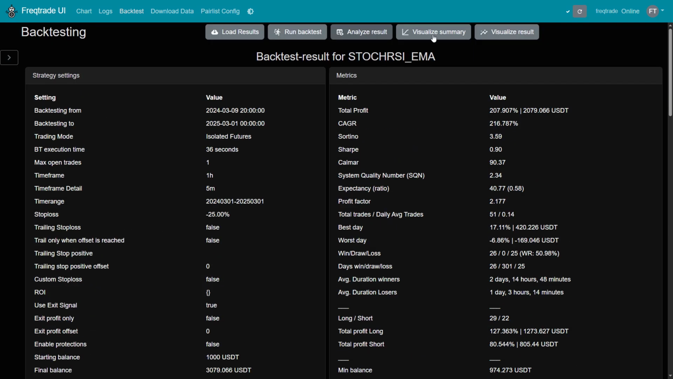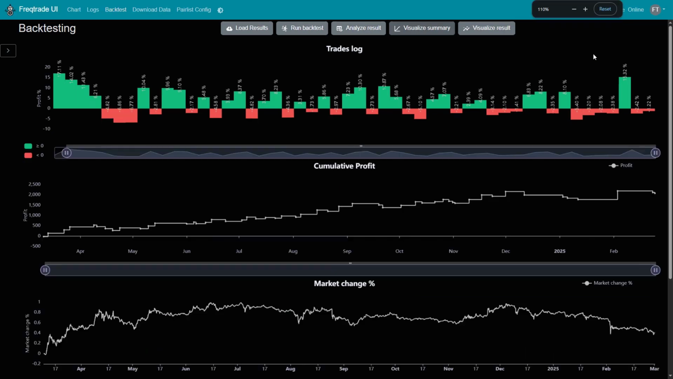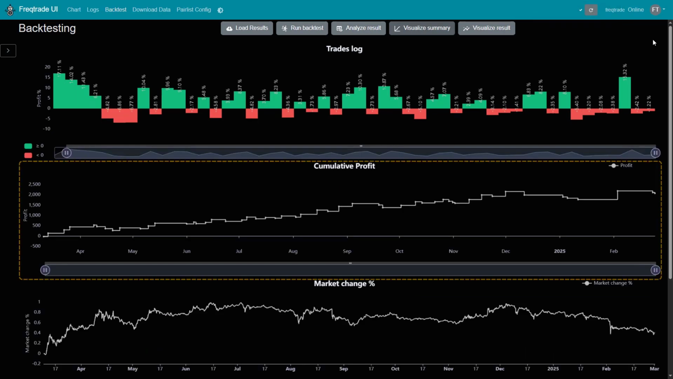Next, let's check out the visual summary of the results. As you can see, the equity curve is in a clear uptrend, meaning the strategy consistently generated profit over time without major setbacks. This also shows the strategy's ability to adapt to different market conditions.